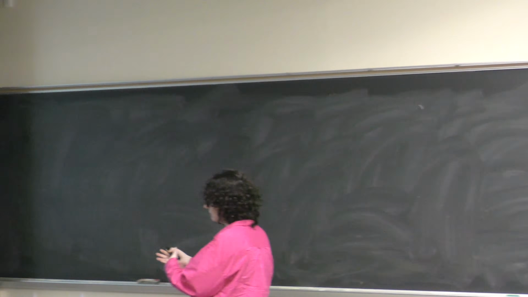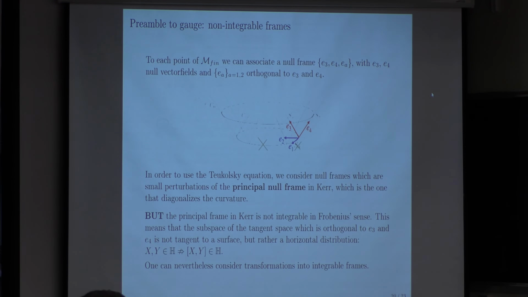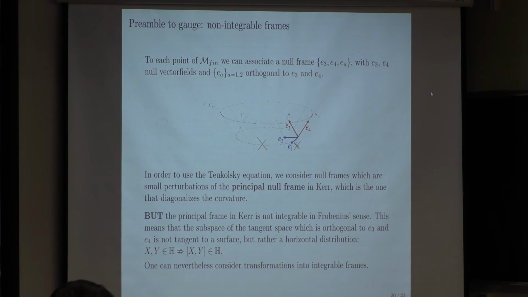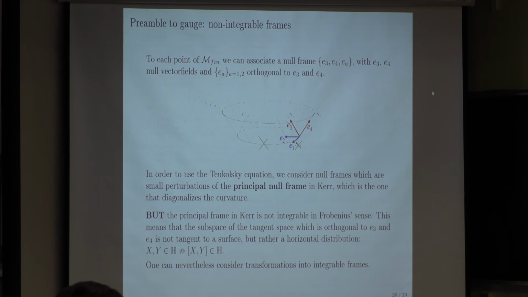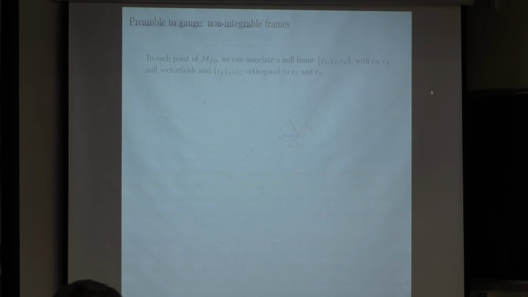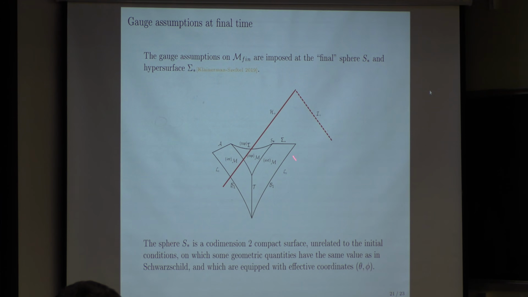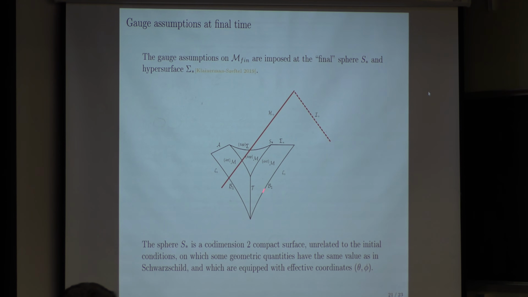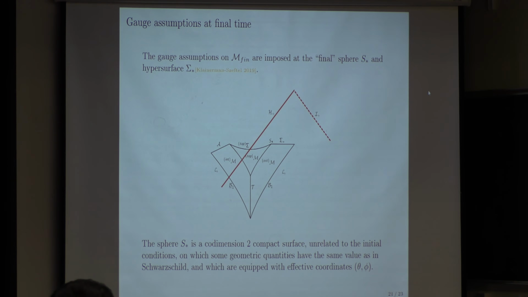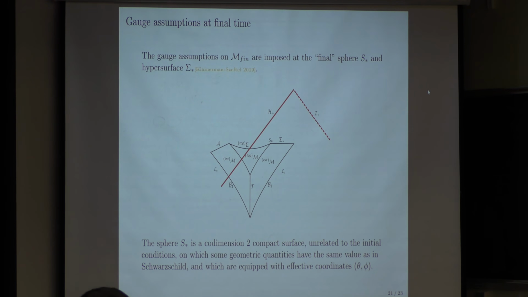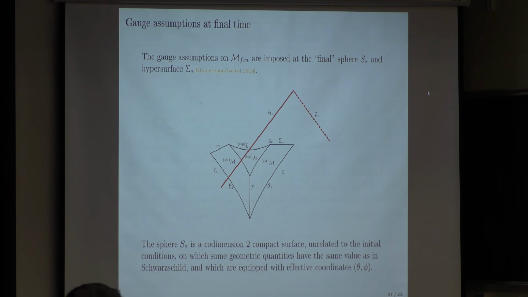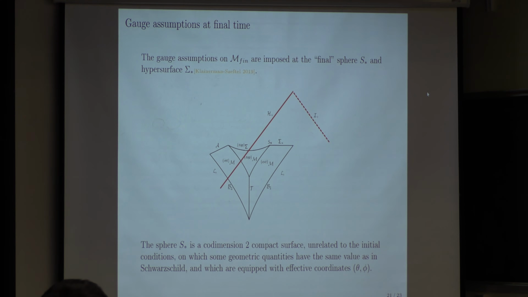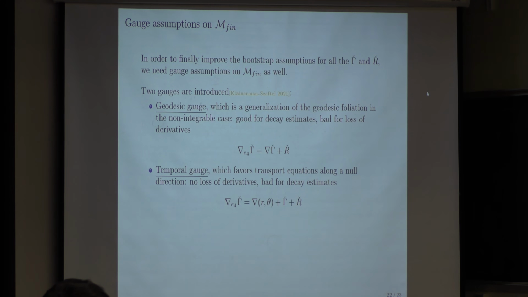But what we have to do is to constantly change from a frame that doesn't have a sphere to a frame that has spheres and do estimates there. So there is a lot of going back and forth. And now the gauge assumptions are assumed on some final sphere and the final hypersurface. This is the actual picture from the paper. But you should think of this as that region that I said, a bootstrap region that eventually will grow into our final spacetime. And the sphere where conditions are taken is unrelated to the initial condition.